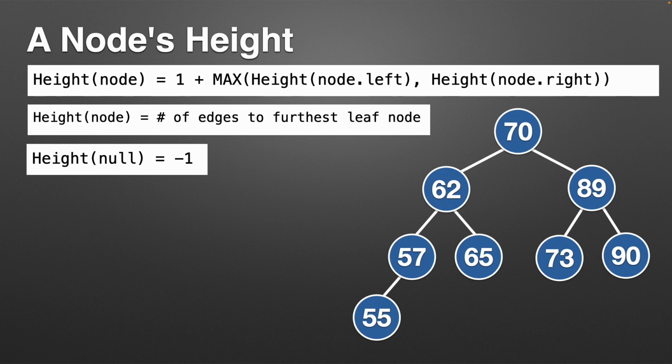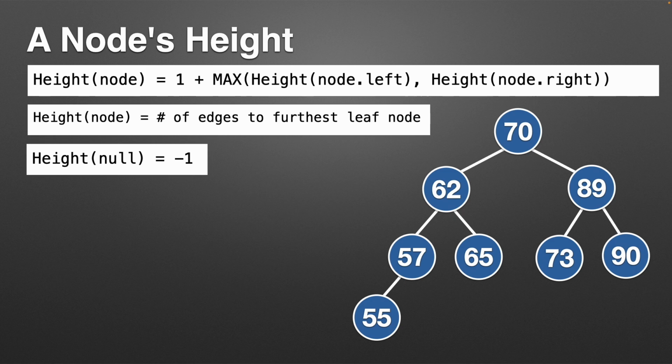If we're just looking at this tree, here's another way to think about it. The height of a node is the number of edges to the furthest leaf node. That's pretty easy to look at. If you are a leaf node, you are the leaf, so your height is 0. If you're like 57 here, the furthest leaf node is 55, so 1 edge. 62, 1. If you're 70, you have to look at all the possible routes, because you're looking for the largest path.